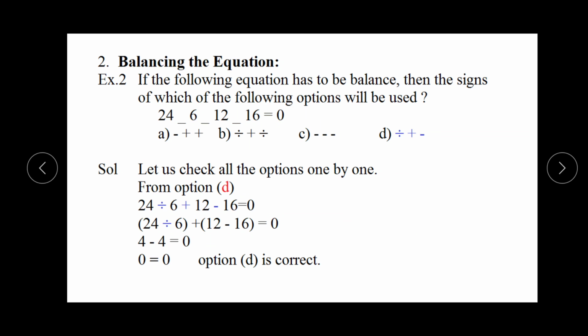When we take the fourth option, we fill the blanks with these signs: 24 divided by 6 plus 12 minus 16. 24 divided by 6 plus 12 minus 16, this is 4 minus 4, which is equal to 0. It means by the fourth option the equation is balanced.